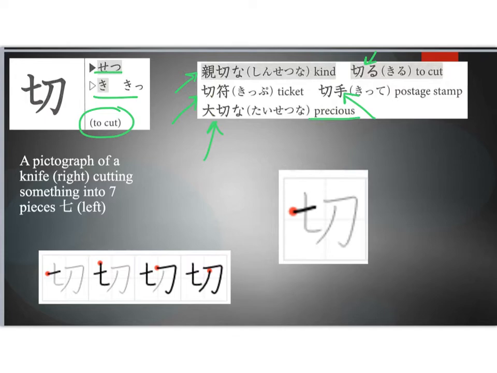I think of this as a pictograph of a knife. So on the right-hand side, you have what looks like a butcher knife, cutting something into 7 pieces because you have the 7 on this side. Okay, so 7 plus knife, cutting. And the stroke order is ichi, ni, san, hook, shi.